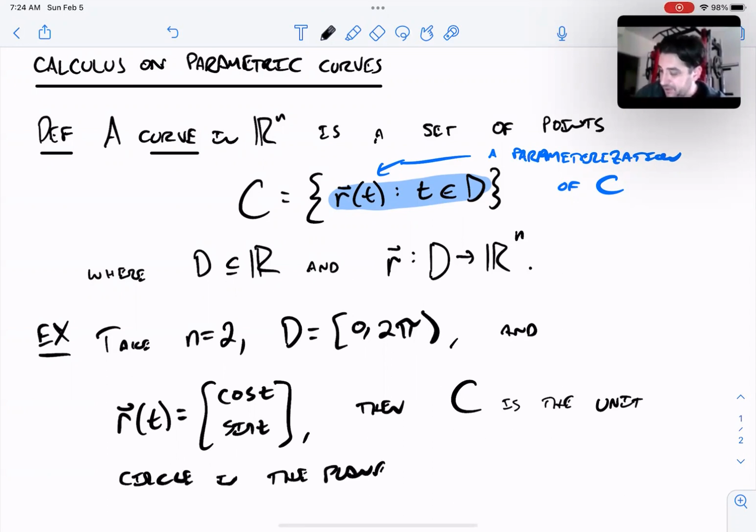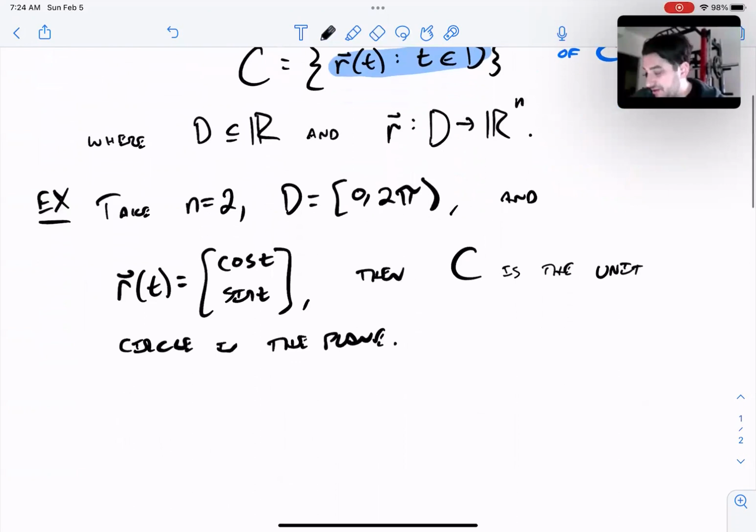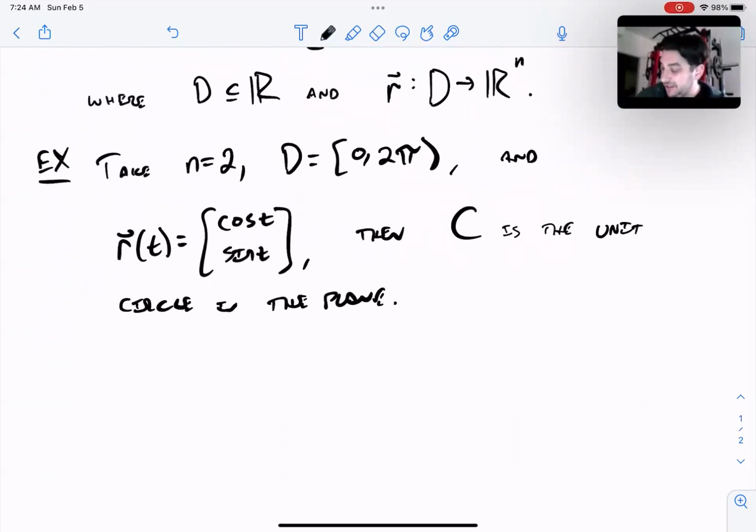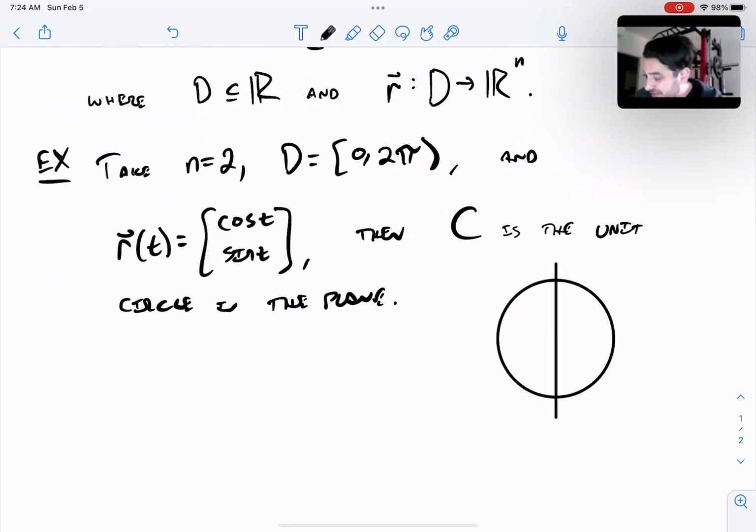So here we're opening it up to any dimension n. n can be any value. We're opening it up to any domain D. We're opening it up to any vector valued function R. But this is something very familiar, at least in this case. We've seen an example of a parametric curve and a parameterization of that curve in trig.